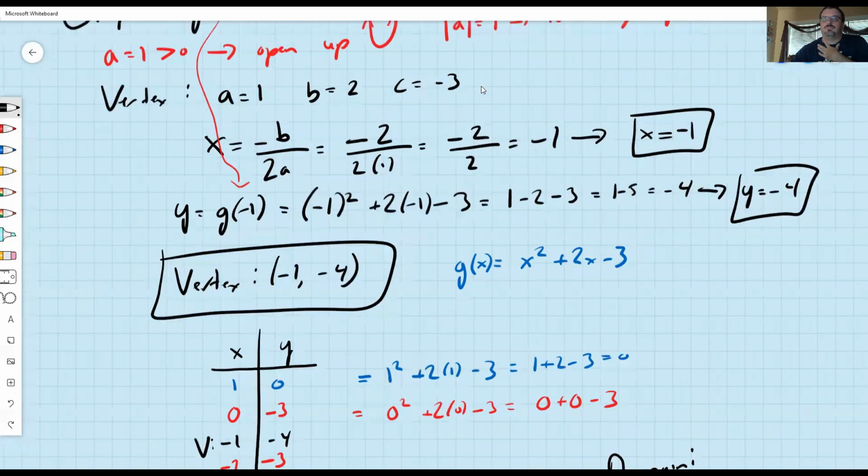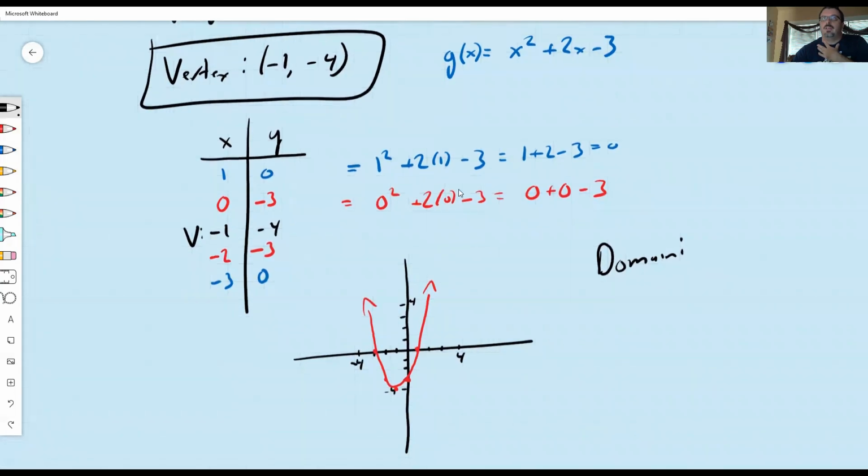So our domain is minus infinity to positive infinity, because I'm going all left and all right. The range: because we're opening up, our lowest value is right here at our vertex.